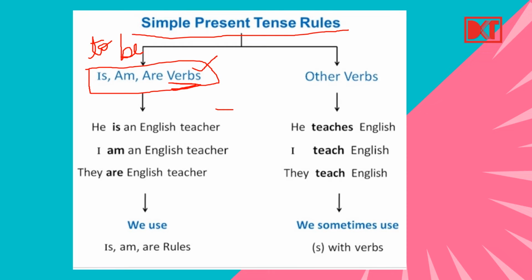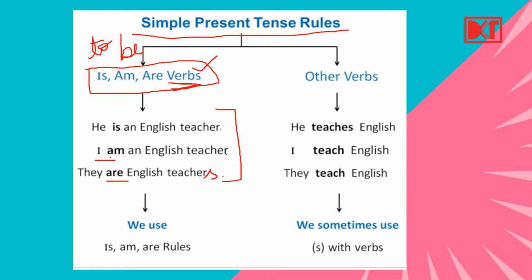तो उसमें when do we use these? जैसे I के लिए we use am, I am an English teacher. And for the other person we use he or she के लिए he or she is an English teacher. And for they, for plural we use are, they are English teachers. Alright. So that's for the is, am, are verbs.